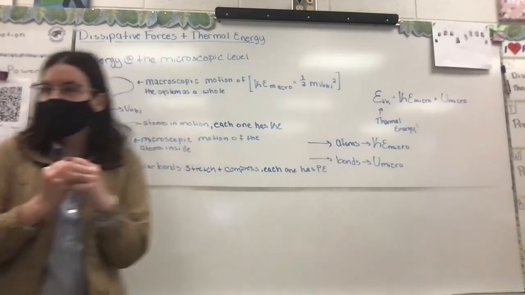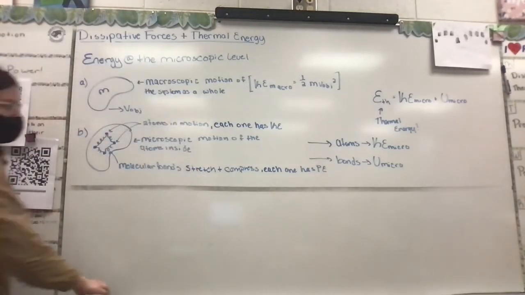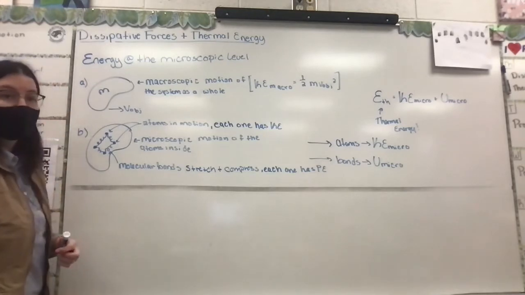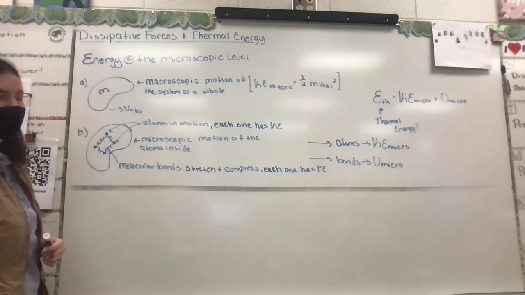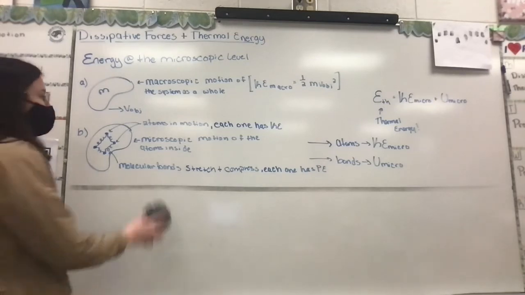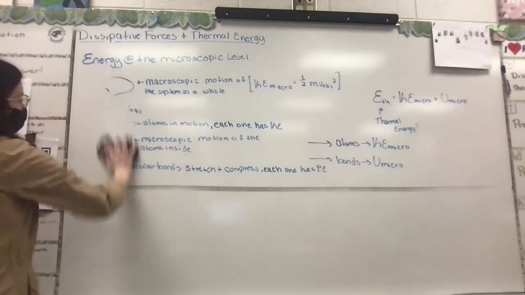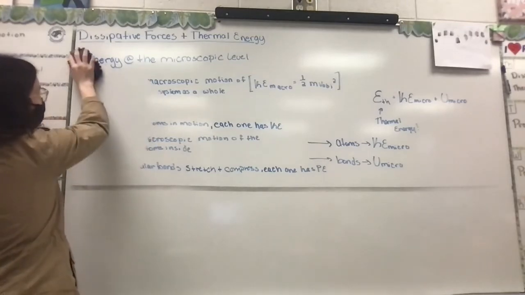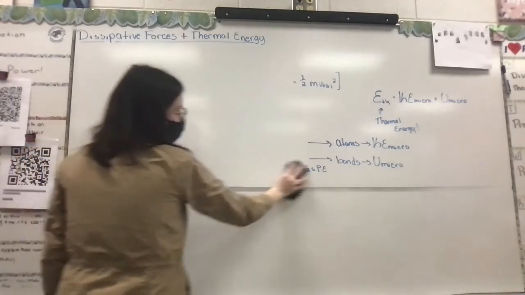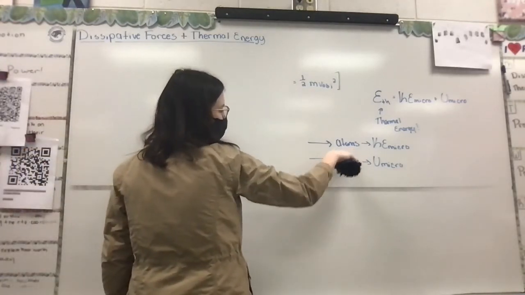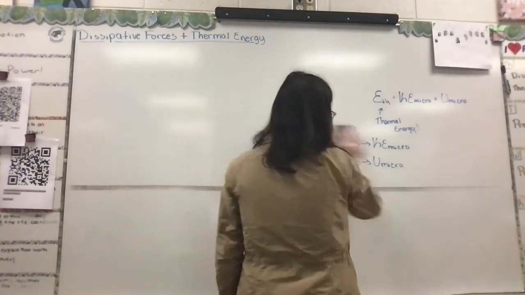Can I erase everything that I got on the board to keep going? Wait, so what did you mean? What do you mean, what did I mean? What is U? Potential energy. That's how we've been representing it pretty much the whole time. So U is potential energy, the K micro is the atoms in the equation, and the U is the bonds. Yep, that's why I have it written right here.